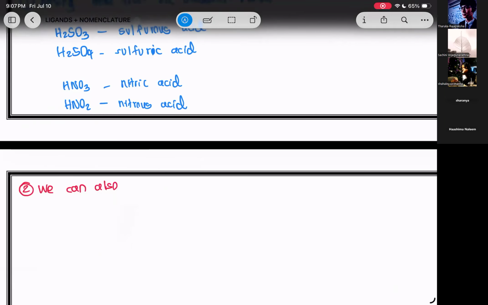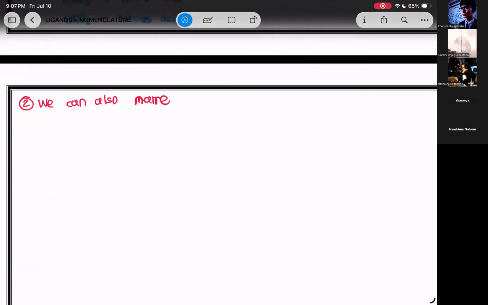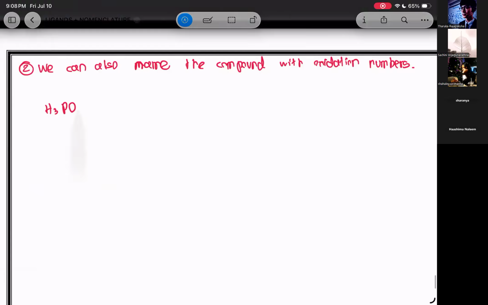Then the second one. We can also name using F; pH was used in the older syllabus. Now we are using F. In the new syllabus, we have to use F. We can also name the compound with oxidation numbers. For example, H3PO2, H3PO3, H3PO4. So you can name these compounds.